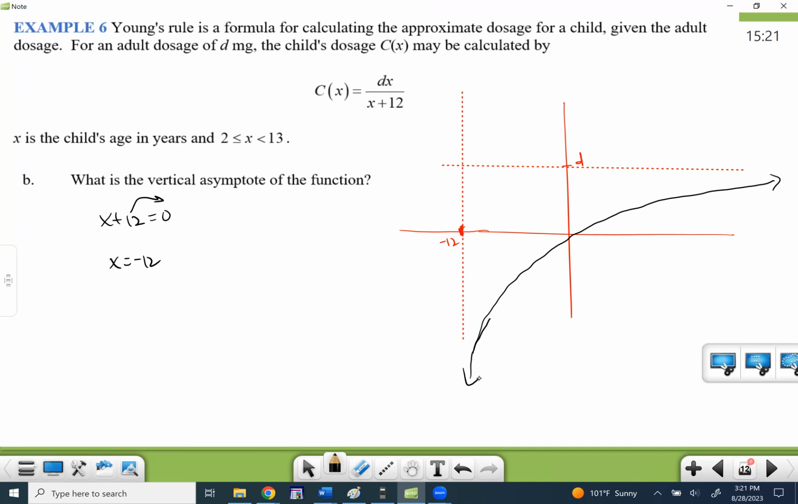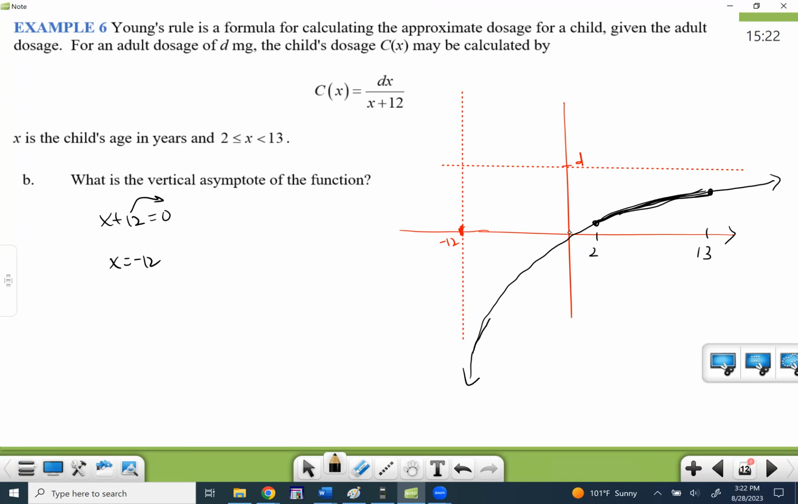And then if we substitute something in past like -13, it'll be positive. So the other part of the graph would end up being up here. But what I want you to notice is this is from 2 to 13. So on the x-axis, let's say 2's right here, and let's say 13's right here. This is really the only portion of the graph that we are going to be looking at. The rest of it is bogus and doesn't make any sense.